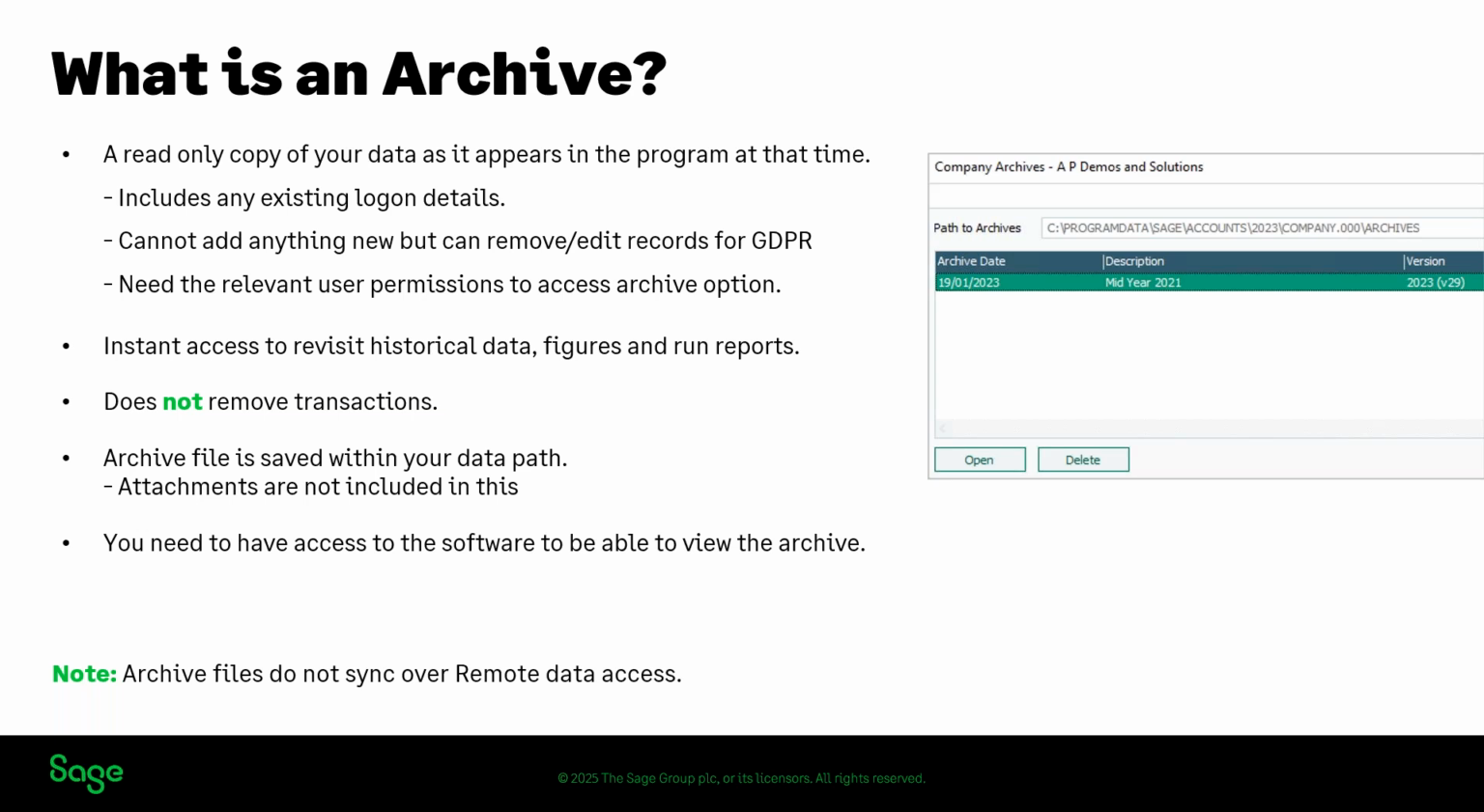So an archive takes a read-only copy of your data as it appears in the program at the time, including any logon details. The best way to describe it is it's like taking a photograph or a snapshot of your data, but it allows you to browse through it like a normal company. Now you cannot add anything new. The only elements you can change or remove are records, like customers and suppliers. And that's for GDPR purposes.